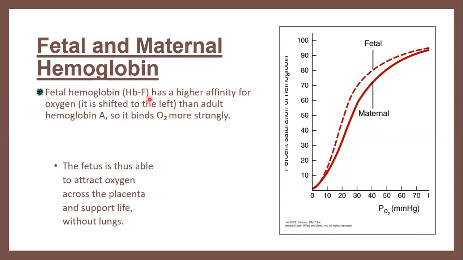The fetal hemoglobin has a higher affinity for oxygen than adult hemoglobin. It binds oxygen more strongly. It won't give it away. That's why, with fetal hemoglobin, we will see that it shifts the curve to the left. It won't give away oxygen.